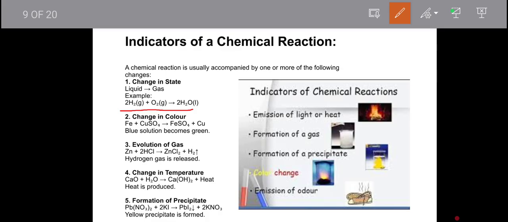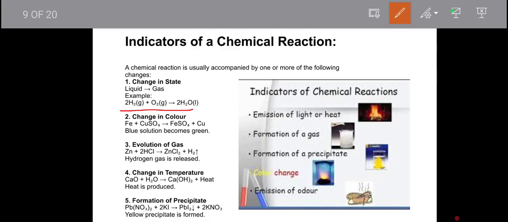Change in temperature in the sense, whenever a reaction has taken place, the temperature of that reaction can increase gradually, or the temperature of that reaction can decrease gradually. So there will be a change in temperature. Now last is the formation of precipitate. That also we have discussed. So this formation of precipitate and change in color can be categorized together. Okay. So these are the indicators of a chemical reaction.